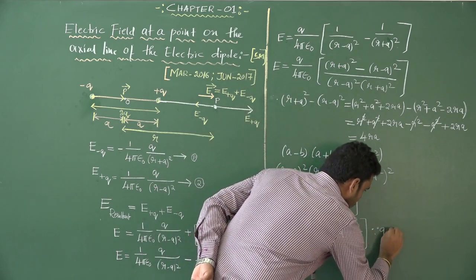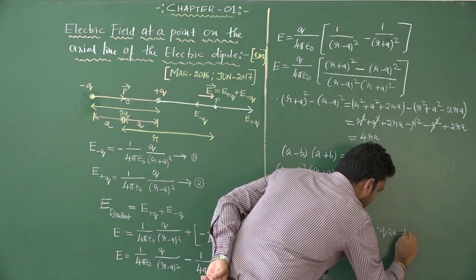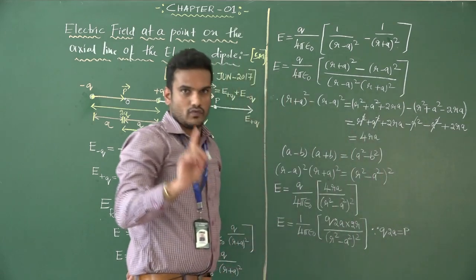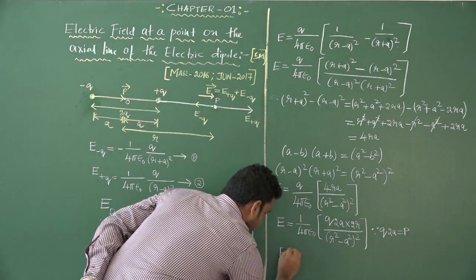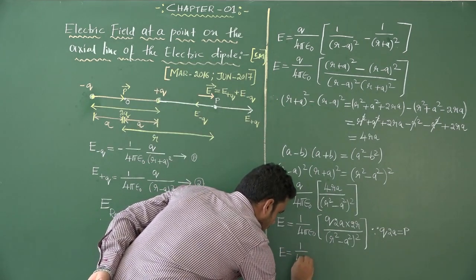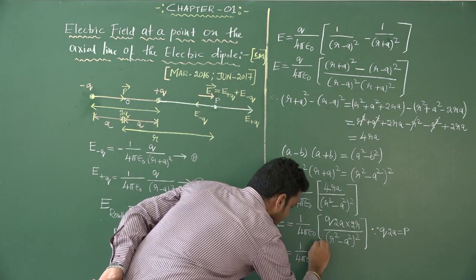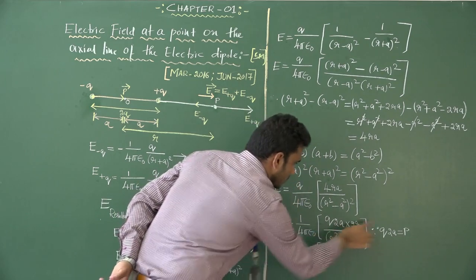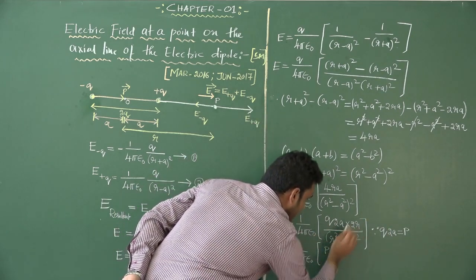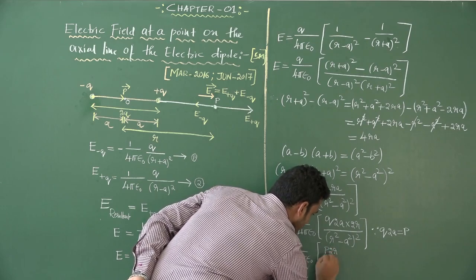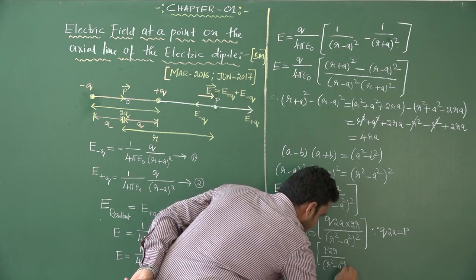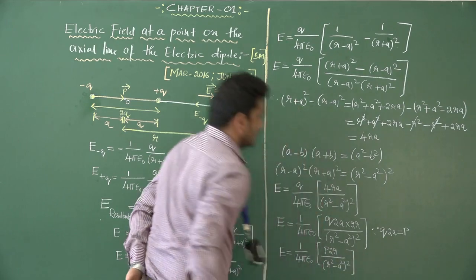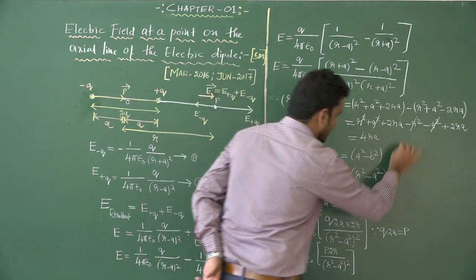But q into 2a is nothing but p. It is nothing but the electric dipole moment. We studied it in the last class itself. So E is equal to 1 over 4 pi epsilon naught. In the place of q into 2a I can write p, then the remaining is 2r divided by (r square minus a square) whole square. The remaining thing I will write here.